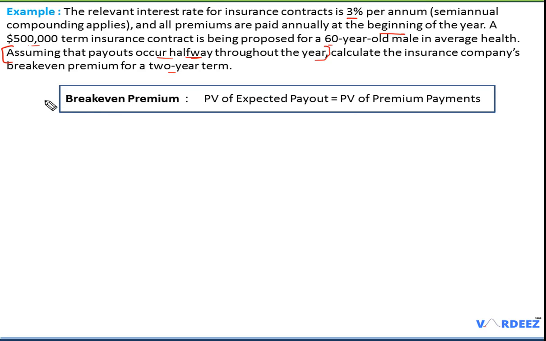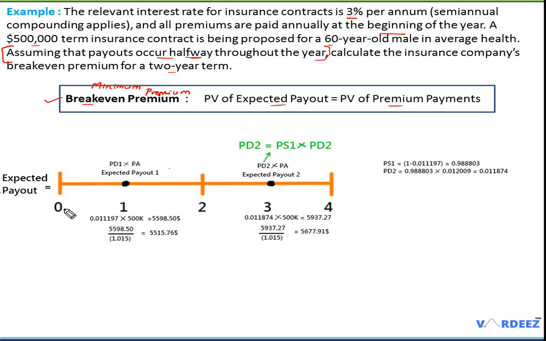So basically we just need to calculate the break-even premium, also known as the minimum premium, which is the present value of all the expected payouts for 2 years, and that should be equal to the present value of the premium payments. Okay, so here I've calculated the expected payout for the 2-year term. Now this is the 1st year and this is the 2nd year. I've taken these 4 periods because we have said that the payouts occur halfway throughout the year. So this is where the expected payout would occur.